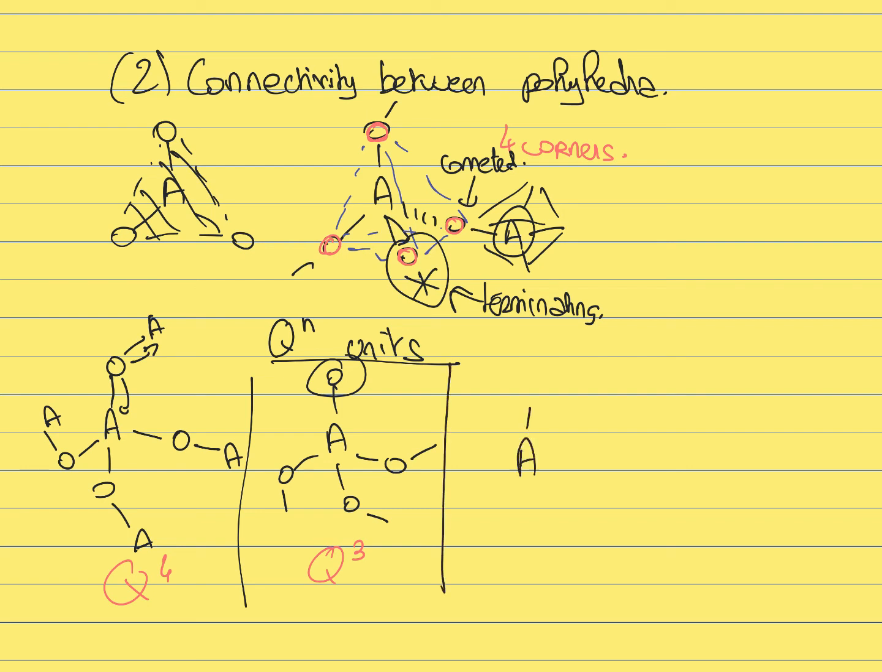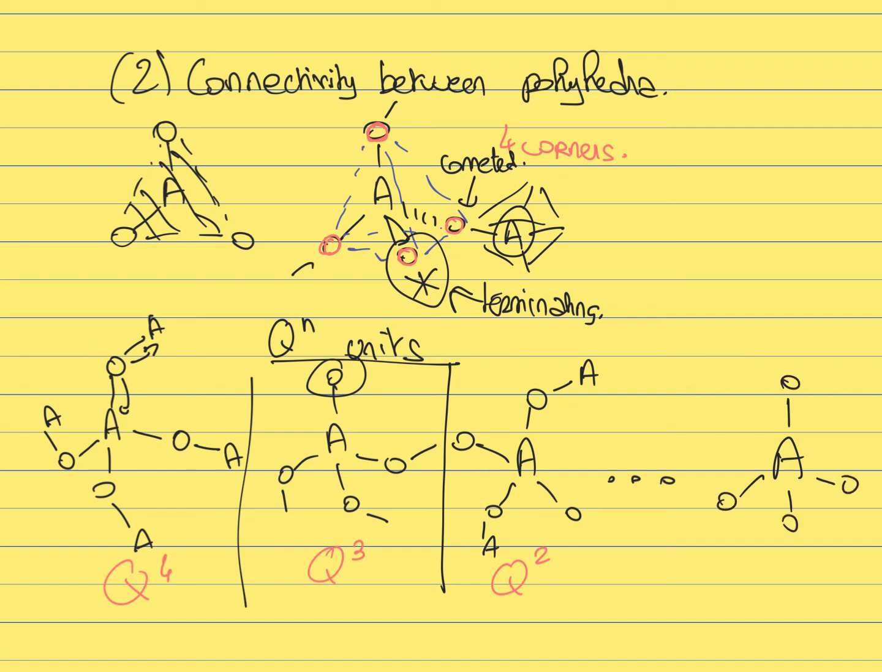So let's see another example. If you have still the same polyhedra like this, so still the same cation surrounded by 4 oxygen, and now let's assume that only 2 of those oxygen are shared with another cation, then you would have a Q2 unit where only 2 corners are shared. Same thing, you could have a Q1 unit, and the last possible case would be a Q0 unit. A Q0 unit would mean that you have 0 corners shared.